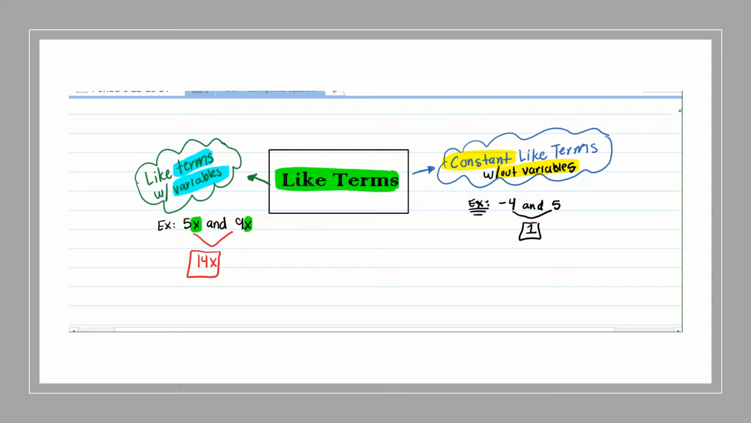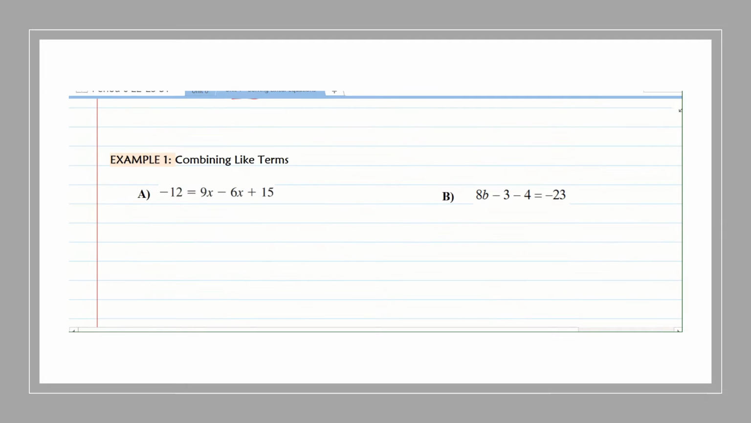So again, we're going to have two different types of like terms when we are solving these equations, the ones with the variables and the ones without the variables. Every time you have like terms in your problem, we're going to go ahead and combine them by adding or subtracting them before we start using the inverse operation. So combine first before you do inverse operations. That's the first thing we're going to look at.